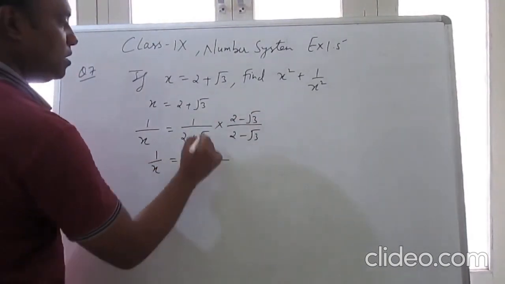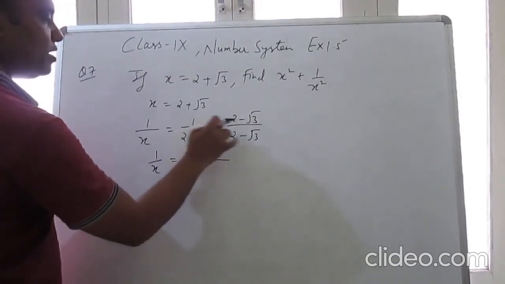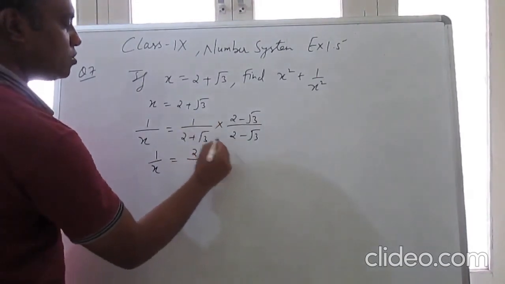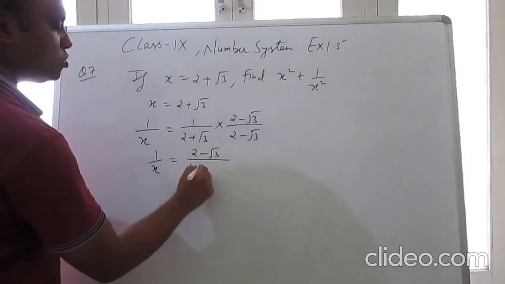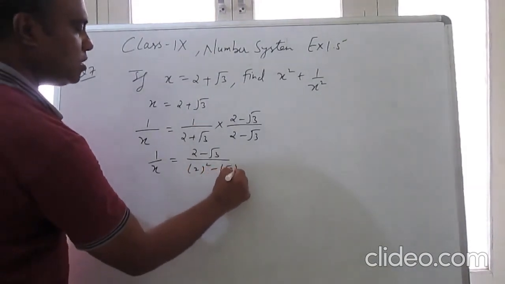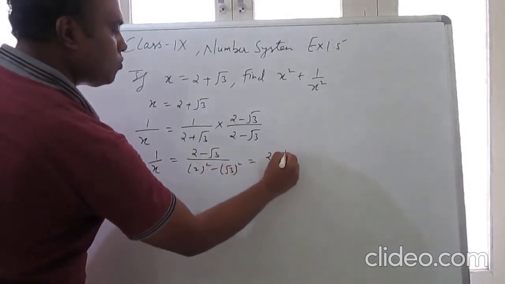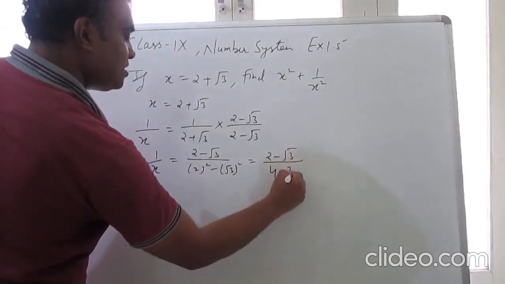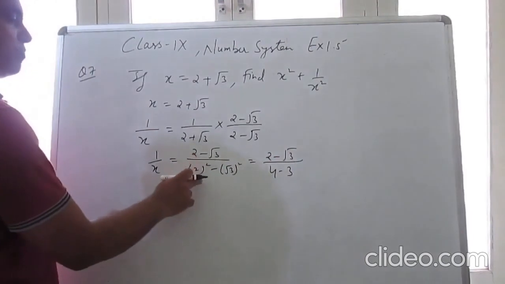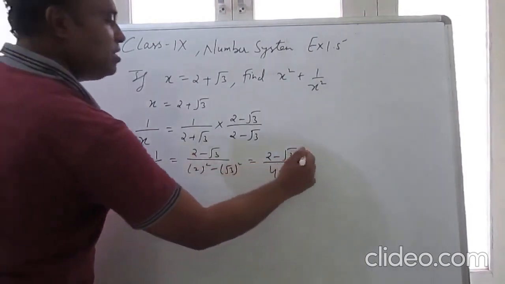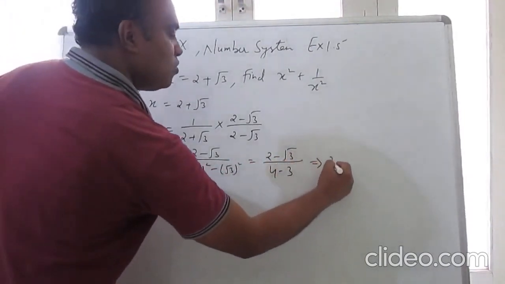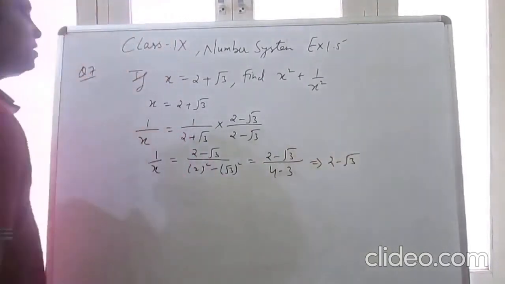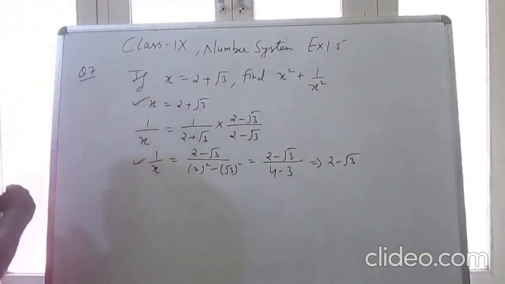1 times anything is the same, so 2 minus root 3 over 2 square minus root 3 square. It will become 2 minus root 3 upon 4 minus 3. 2 square is 4, root 3 square is 3. So the value of 1 upon x is 2 minus root 3. X is this, 1 upon x is this.